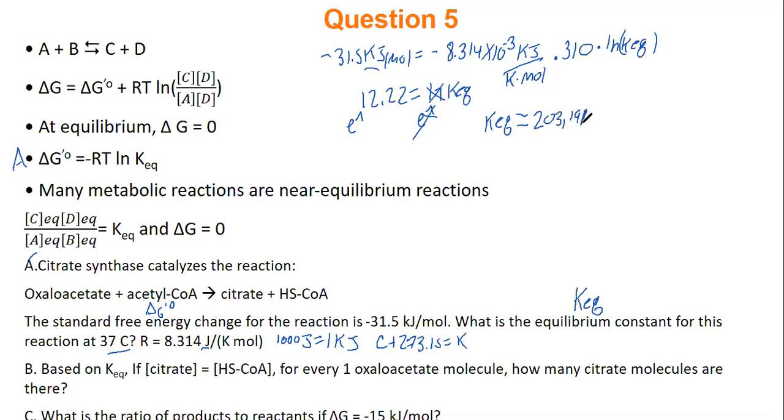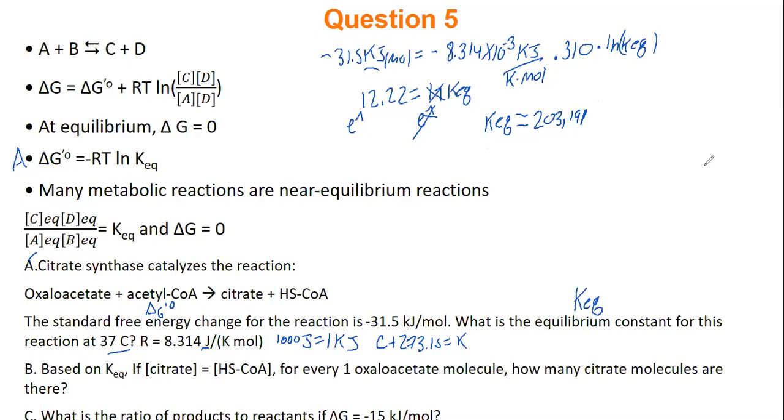203,191. If you got a slightly different answer, like 202, something like that, that's fine. I forget whether I did or didn't do rounding, but any difference you might get, if it's around 203,000, it's probably just due to the way I rounded things. All right, so that is KEQ.